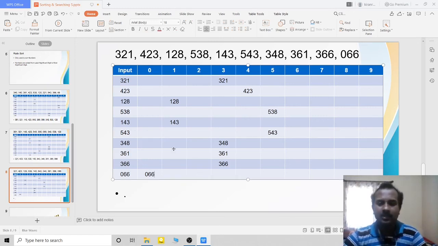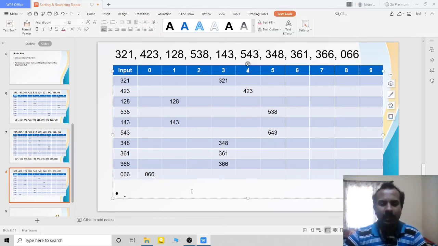And another thing you have to note down: how many phases are required. Check the maximum element. Which is the biggest one here? 543, right? How many digits are present in 543? 3 digits are present. That means 3 phases are going to be required. If you have 4 digits, then 4 phases are required. 2 digits, 2 phases; 3 digits, 3 phases; 4 digits, 4 phases. So it depends on the number of digits present in the maximum number. Okay, so let me write that.